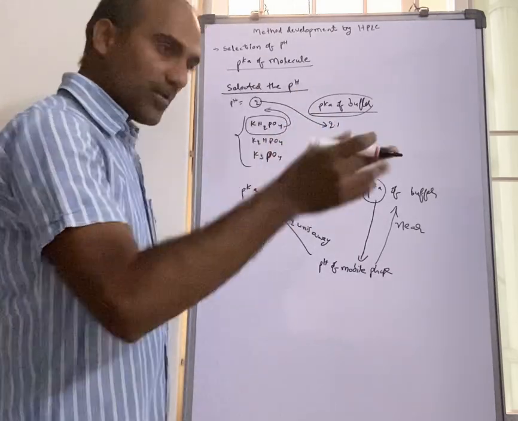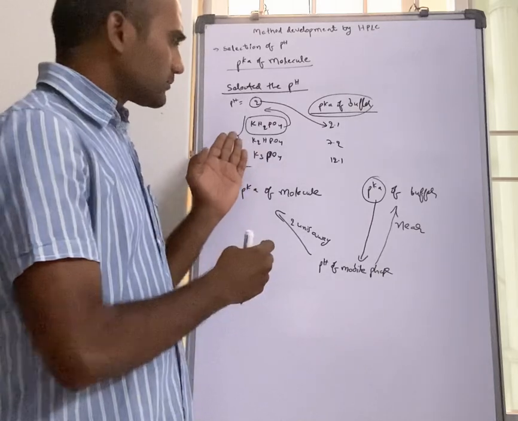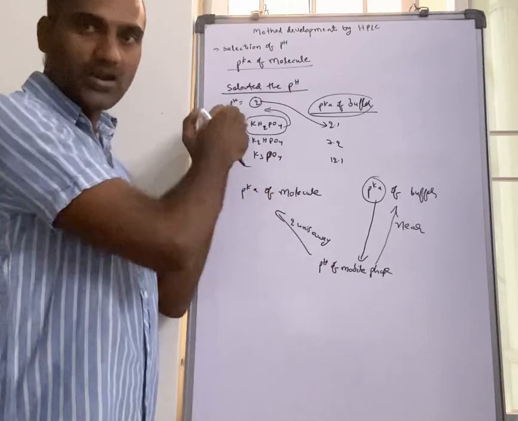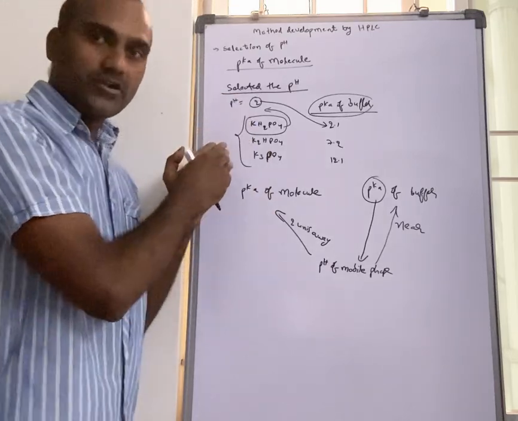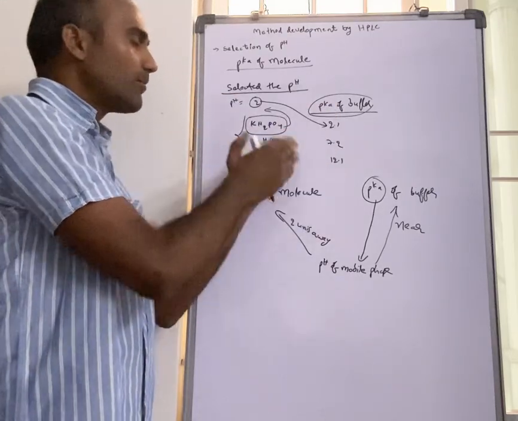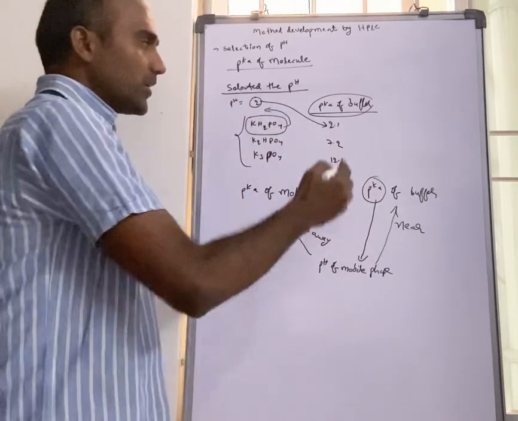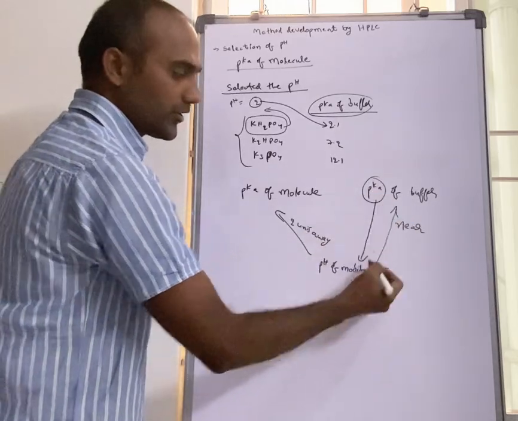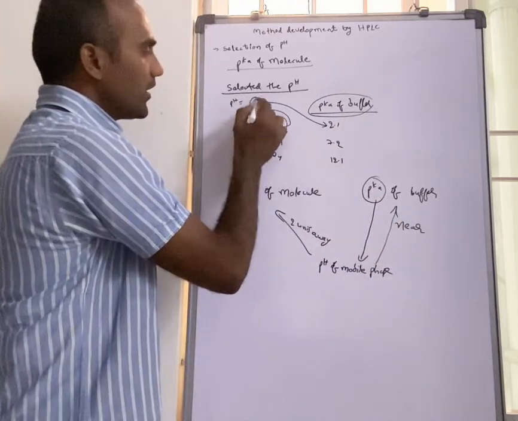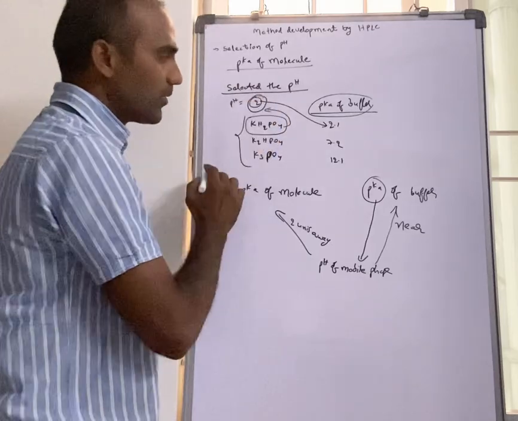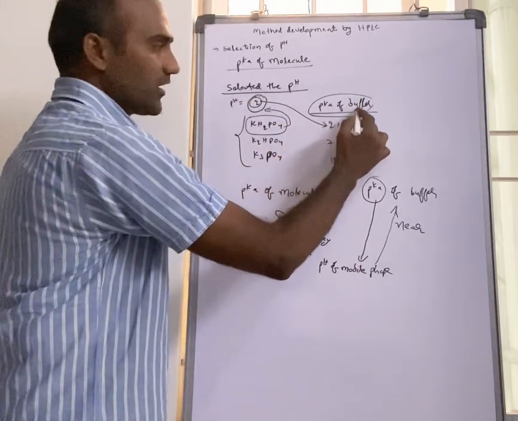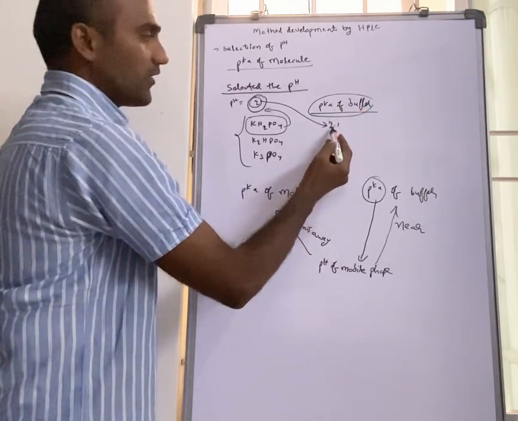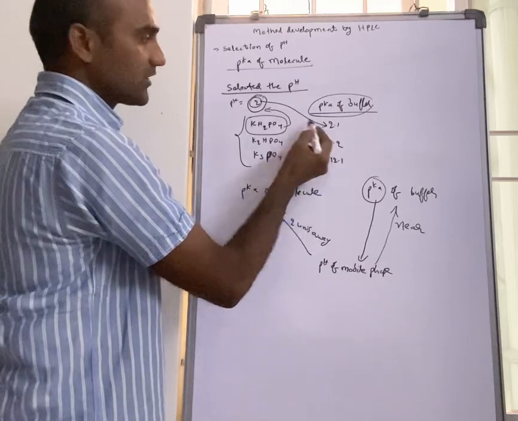So different buffers are available in our lab. How to select monobasic, dibasic, tribasic? This way, based on the pH value, we have to select which buffer will work better at what pH. The pK value of the buffer should be near to the pH of the mobile phase. So for a pH 2 mobile phase, we have to select a buffer having a pK value of 2.1, near to 2. So we selected this one.